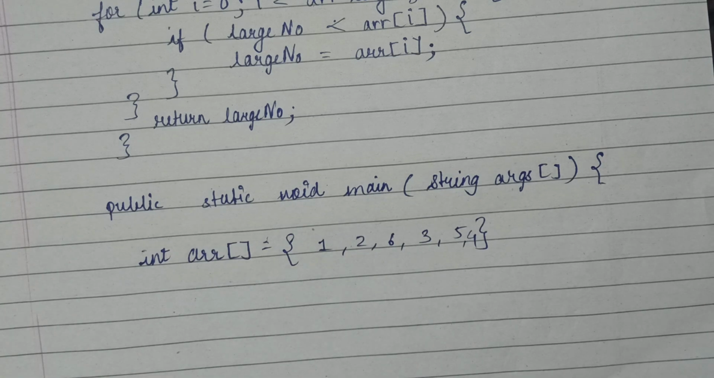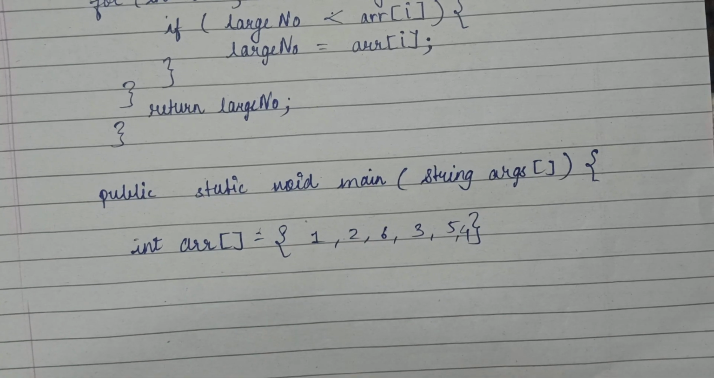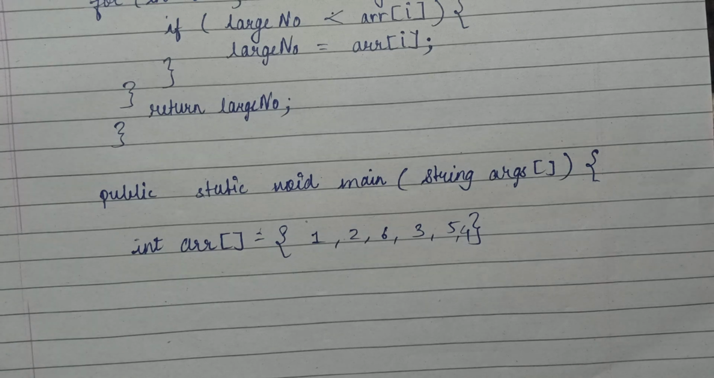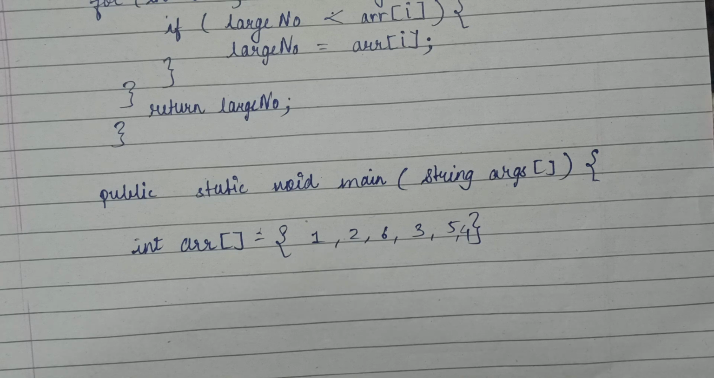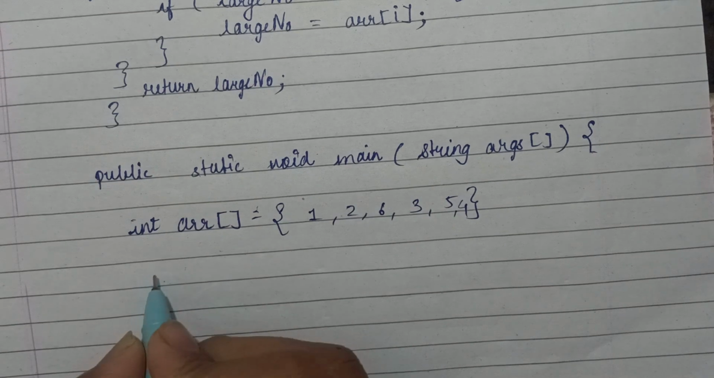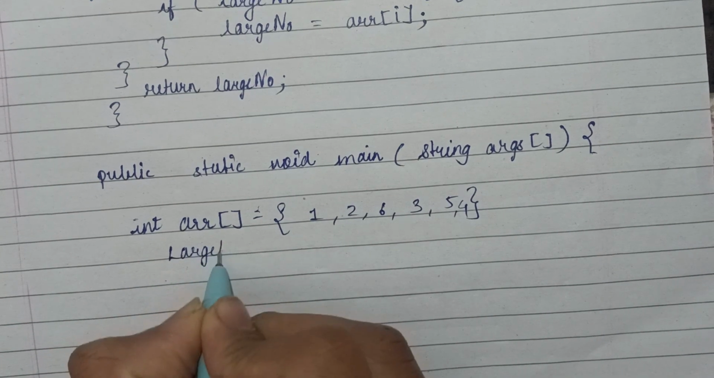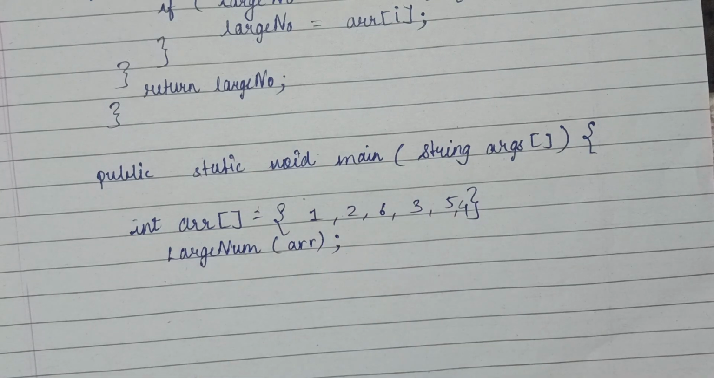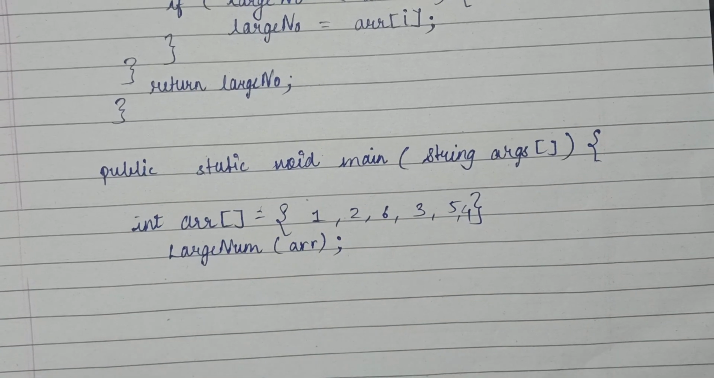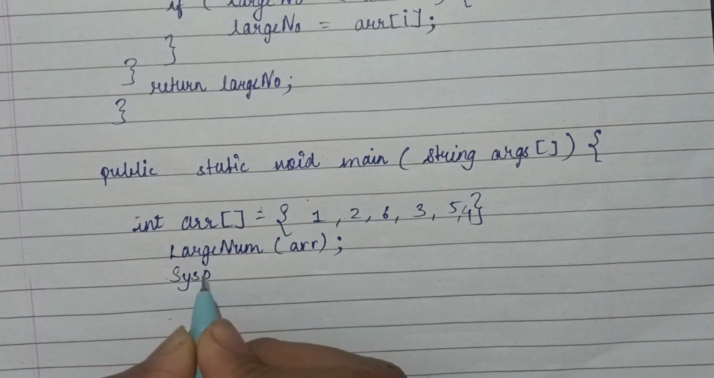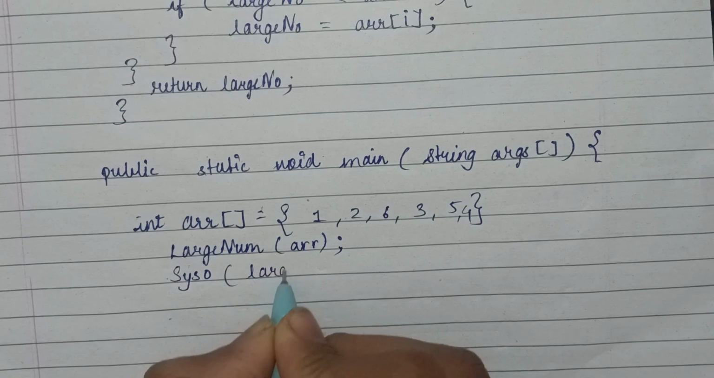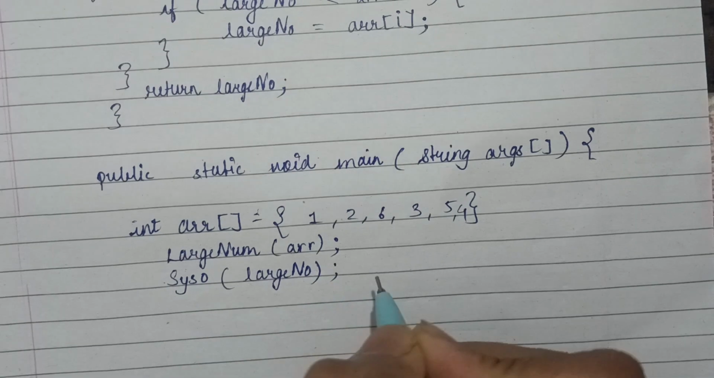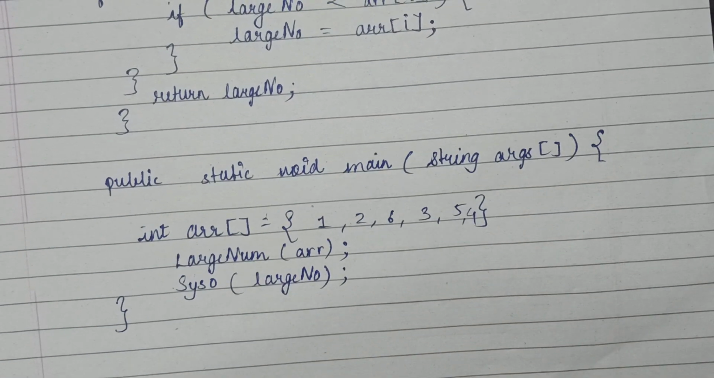Now we just have to call the method which we created above. To call the method, we write the function name, largeNum, and pass the array. Now we have to print the larger number, so for that we write System.out.println and in that we write largeNum. This way we can get the largest number in the array.